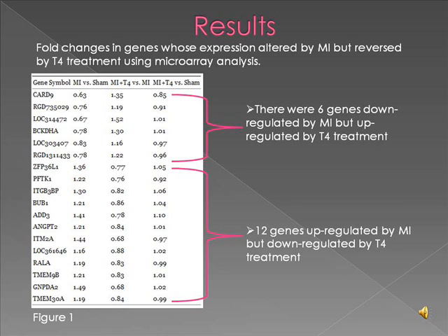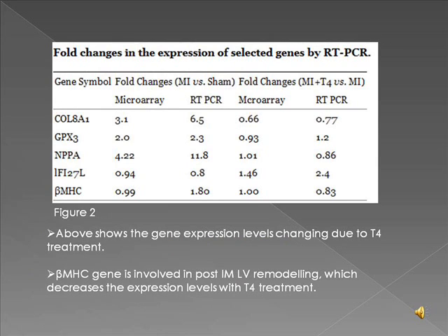to 1.01. This table shows the comparison between microarray and a real-time PCR of the following 5 genes: COL1A1, GPX3, NPPA, IFI27L, and beta-MHC. Real-time PCR is a technique which allows to amplify and simultaneously quantify a targeted DNA molecule and is more sensitive than microarray. The fold changes in the expression level of targeted genes revealed by RT-PCR were similar to or higher than those determined by microarray.